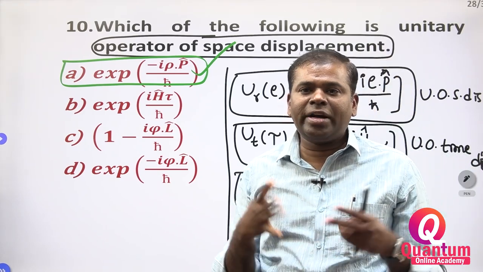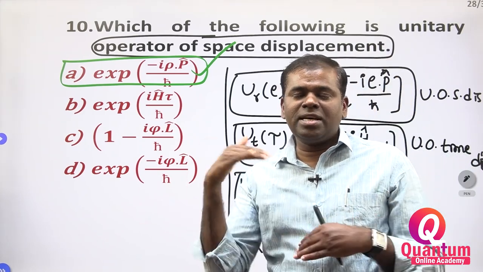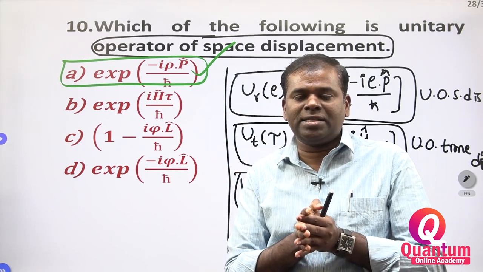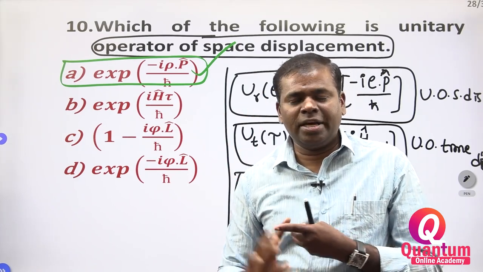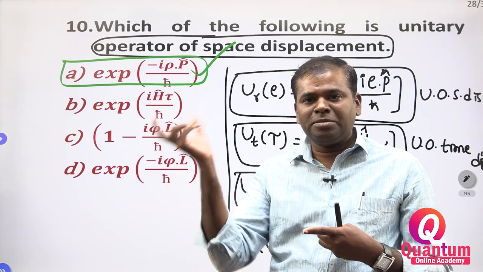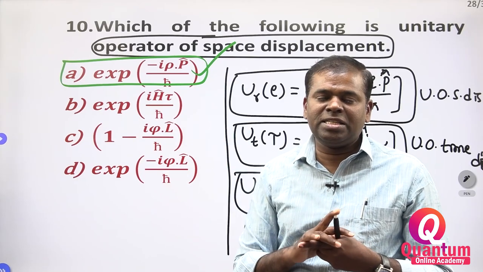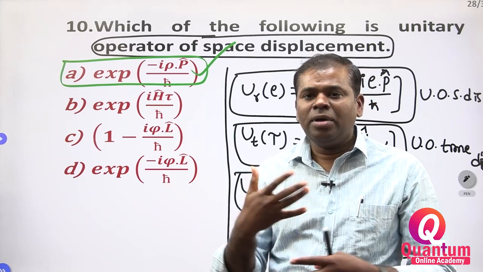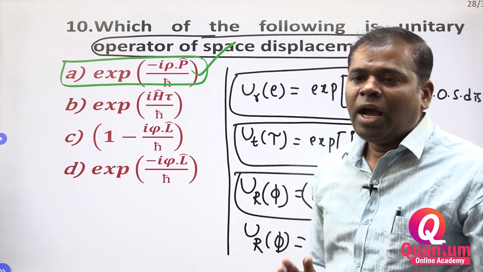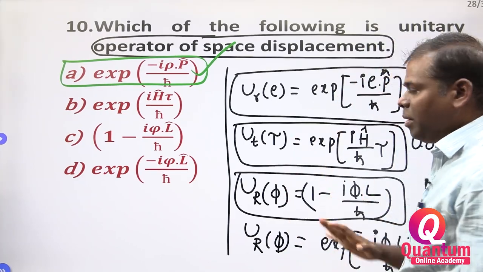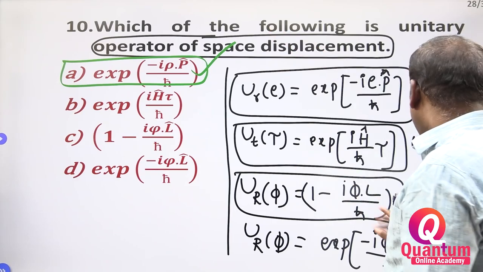This syllabus is not yet coming in questions because it is not there in CSIR. This syllabus is only for the GATE examination. Only three points are there: space displacement, time displacement, your infinitesimal rotational symmetry operator, and some intrinsic parity like that, according to your curriculum. Clear? This is very, very important.